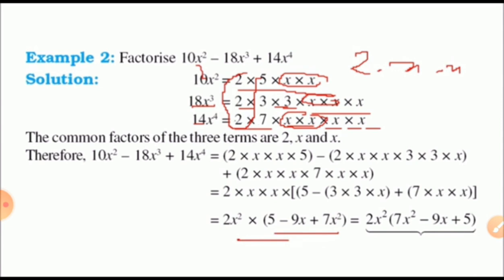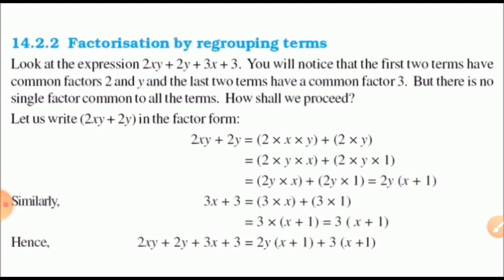Because if we take 2x square out of 10x square, 7 remains, and in the last 5 will remain. Rearranging: we know square will be written first, then after that x, and at last the number. Rearranging this one. Yes, my dear student, that's why I am telling you to rearrange the terms.